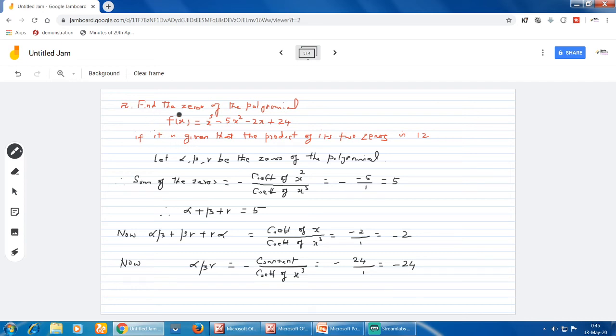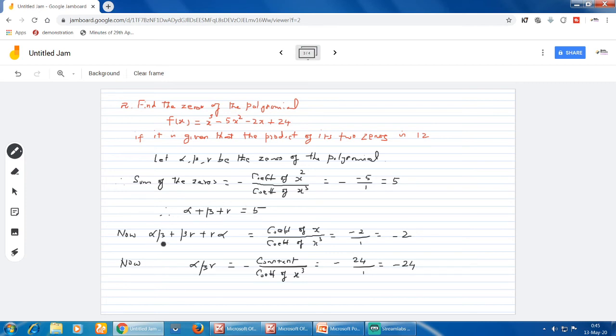Now we are having the zeros of the polynomial. Find the zeros of the polynomial f of x, given that the product of its two zeros is 12. That means, if I take alpha, beta, gamma as the zeros, alpha beta is 12. They have given that. So first let us find the sum of zeros. You know the formula, minus coefficient of x square by coefficient of x cube. Just substitute, and you get 5. That means alpha plus beta plus gamma equals 5.